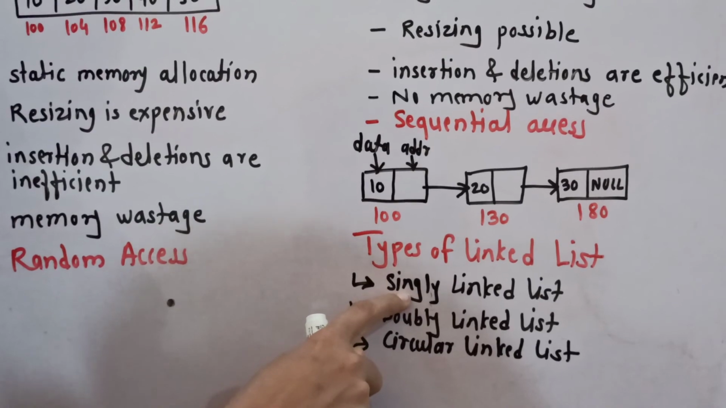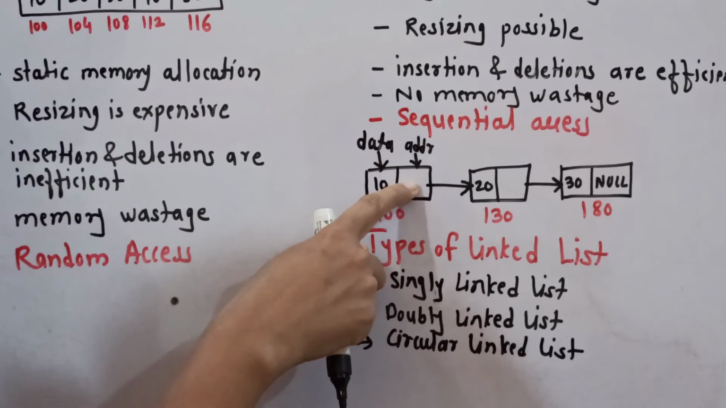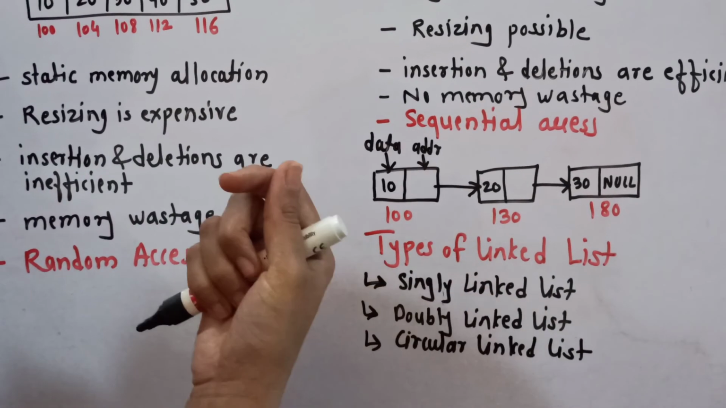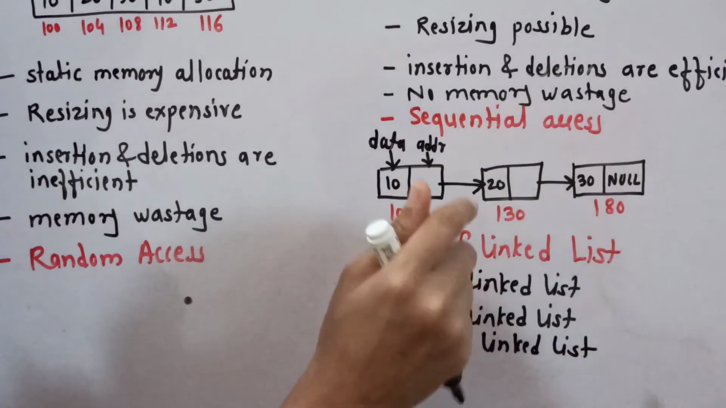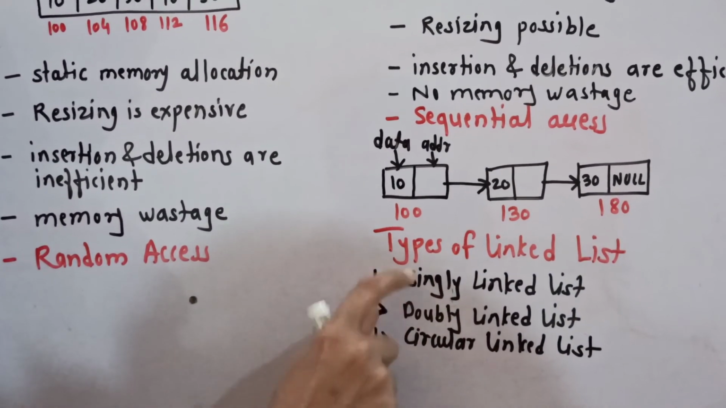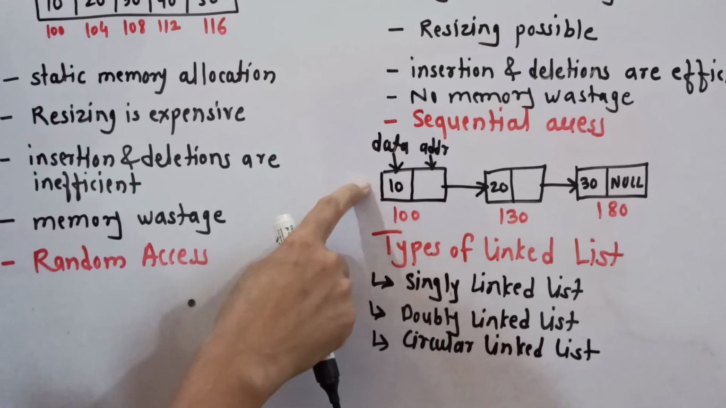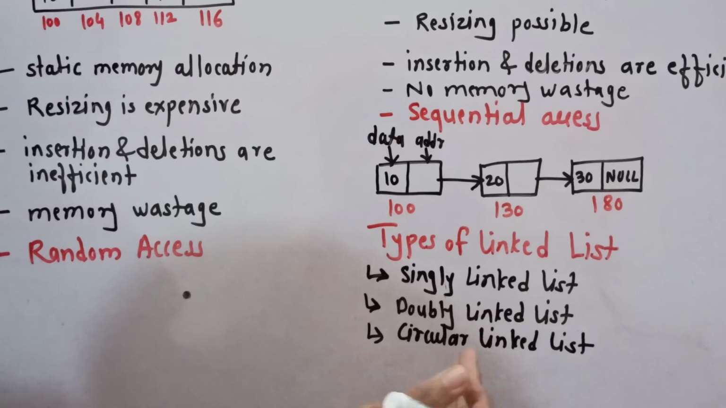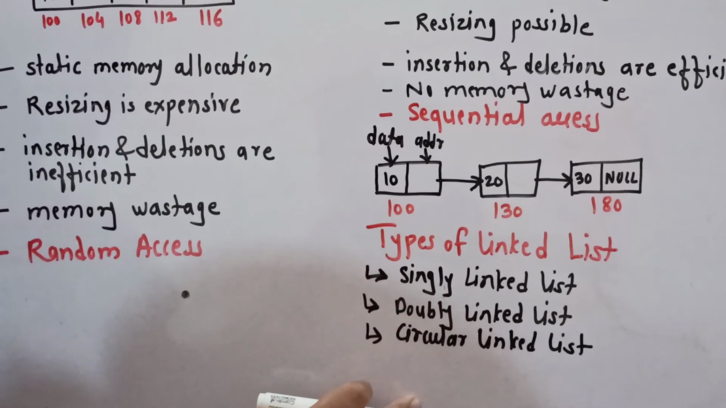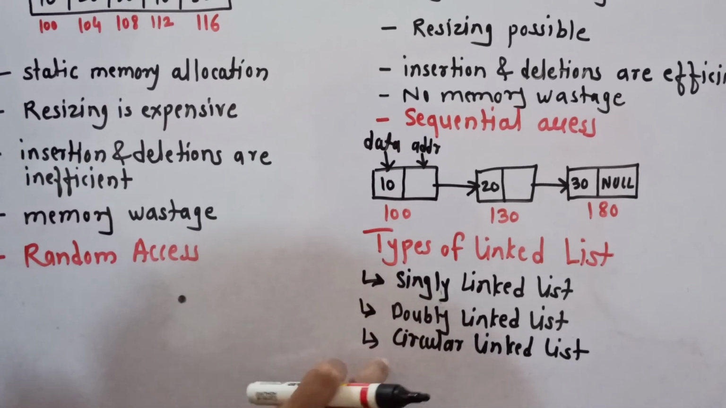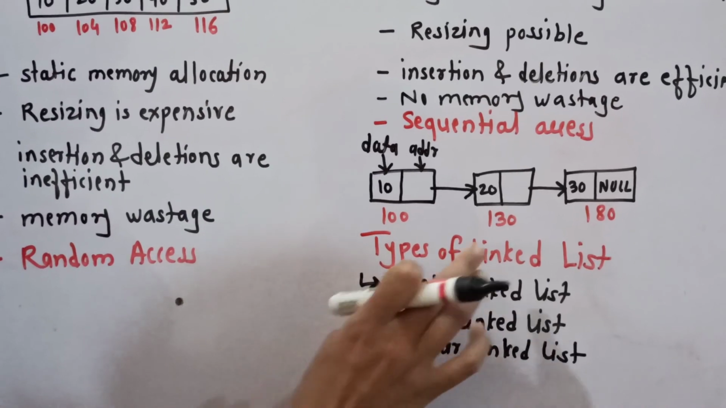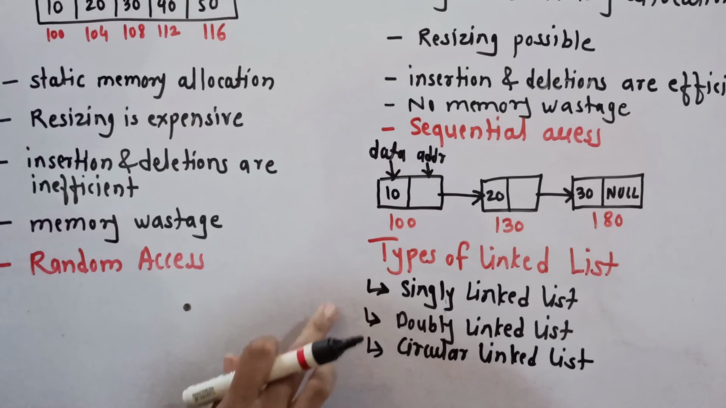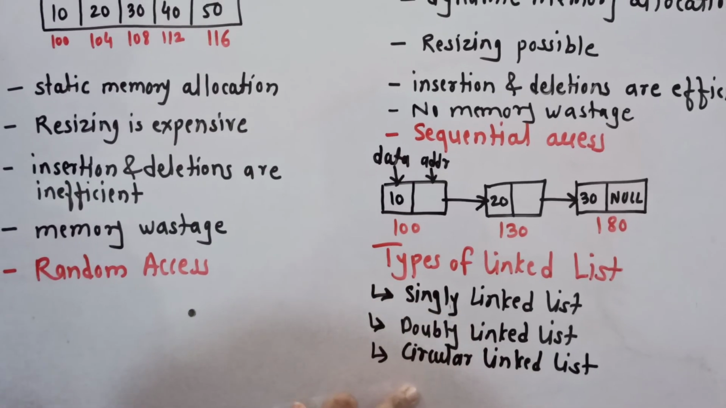In a single linked list, as only one address field is present, it traverses in only one direction. There is no backward direction, only forward is possible. In a doubly linked list, as we have 2 pointer fields, forward direction is possible and backward direction is also possible. That means we can traverse in both directions. And in the circular linked list, from the last node we can point again to the first node. So these are the types of linked list.